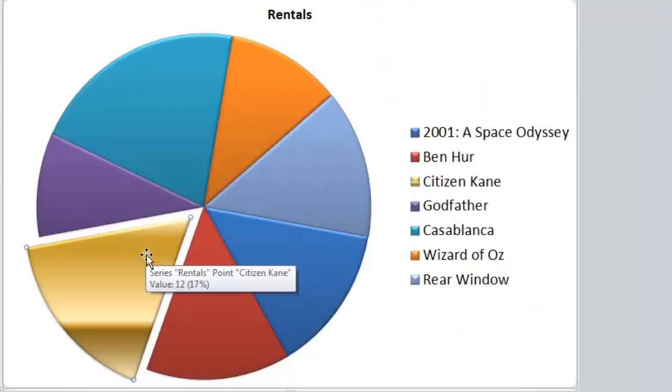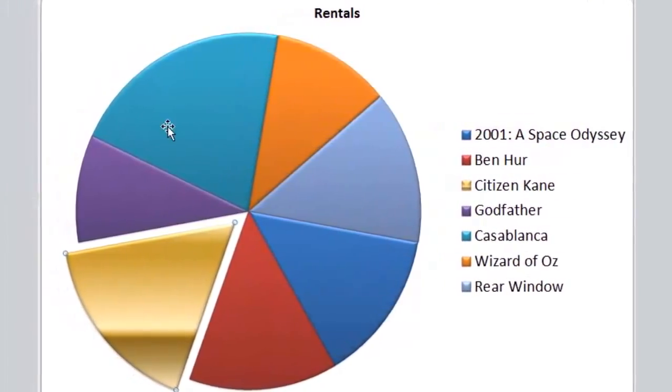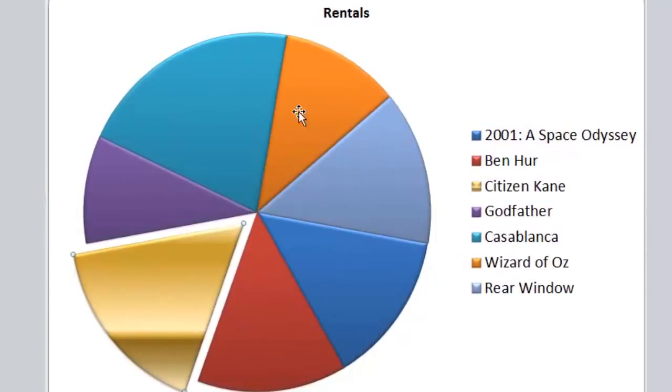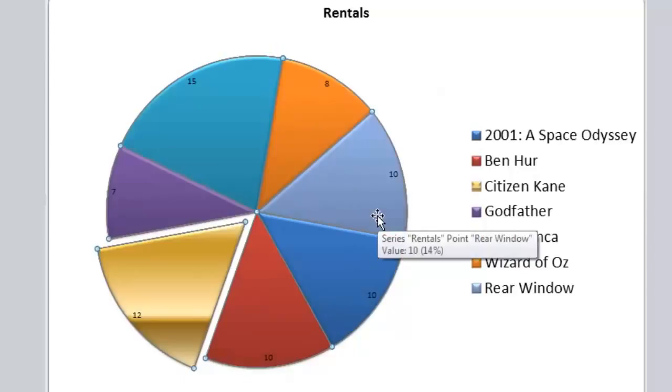The next thing I'd like to do is add some data labels to my slices to make sure that people know what each individual slice means in terms of value. So at the moment I've got that one slice selected, and to reselect all the slices I click away, click back on the pie, and that reselects everything. I can then right click, choose add data labels.